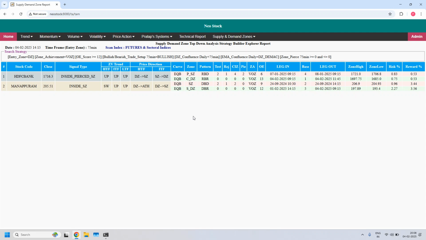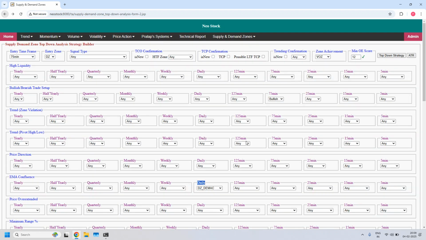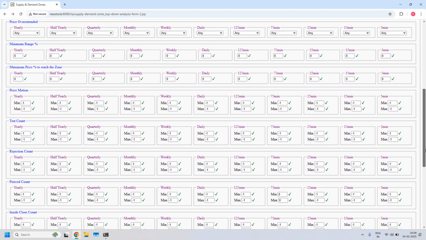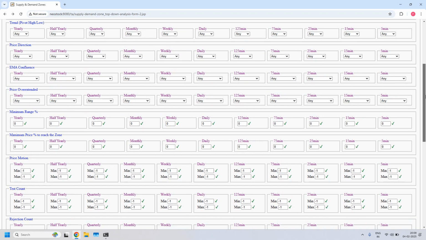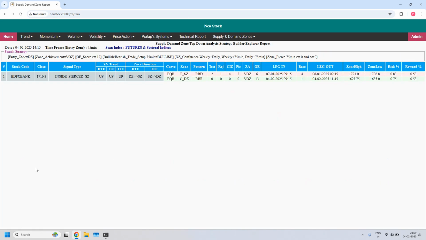Okay, next let us look for LTF, ITF and HTF demand zone confluence. I am removing EMA filter. In the demand zone confluence, we should set 3 filters. First filter is already enabled. Second filter, 75 minutes demand zone with weekly demand zone confluence. Next, third filter, daily demand zone with weekly demand zone confluence. With all the 3 filters, we got 1 stock.